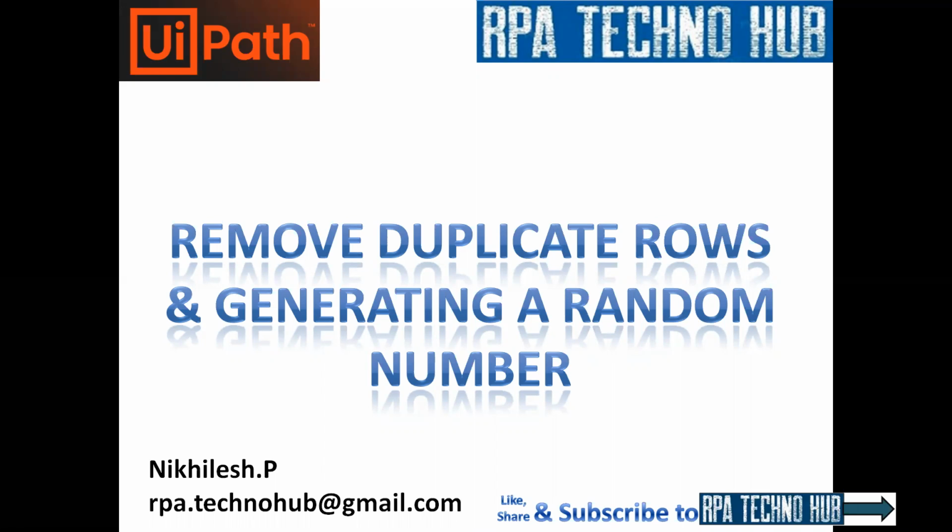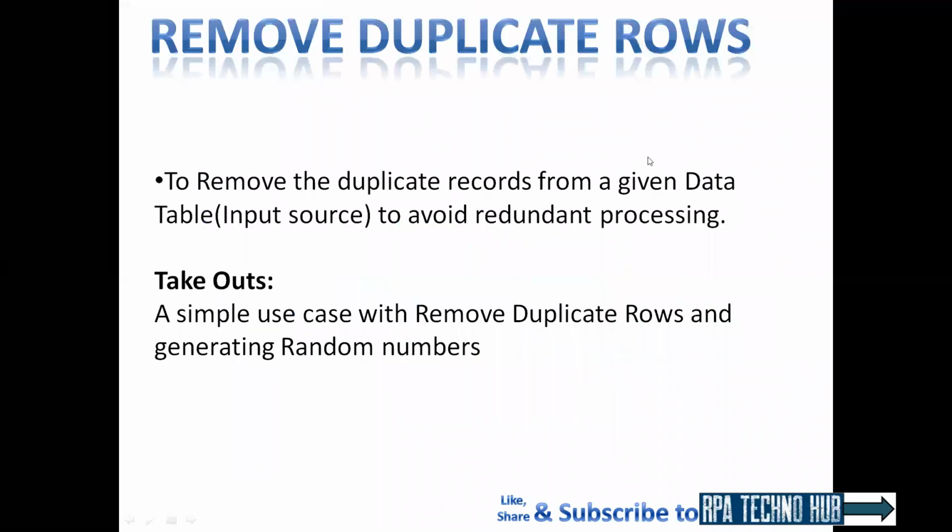In today's session, we're going to learn about remove duplicate rows activity and generating a random number in UiPath. Let's get started. First of all, what is remove duplicate rows activity and why do we need to use this activity? We need to use this activity to remove the duplicate records from a given data table to avoid redundant processing. Processing the same records over again is called redundant processing, right? So we need to make sure there are no redundant records present in our data table prior to processing it.